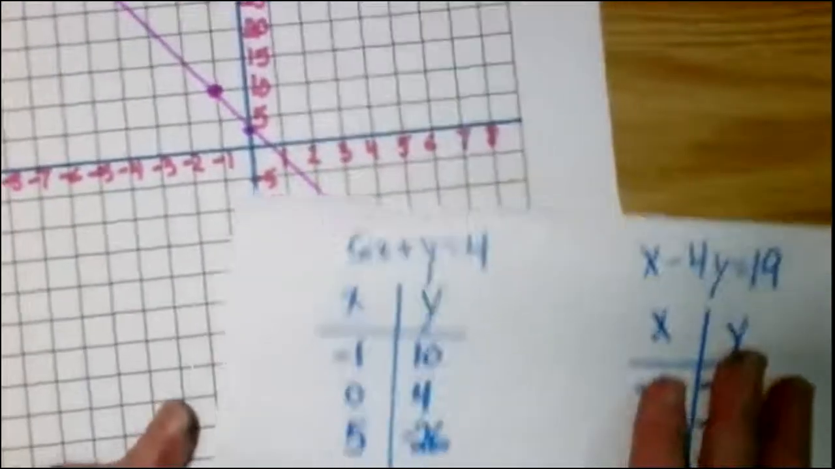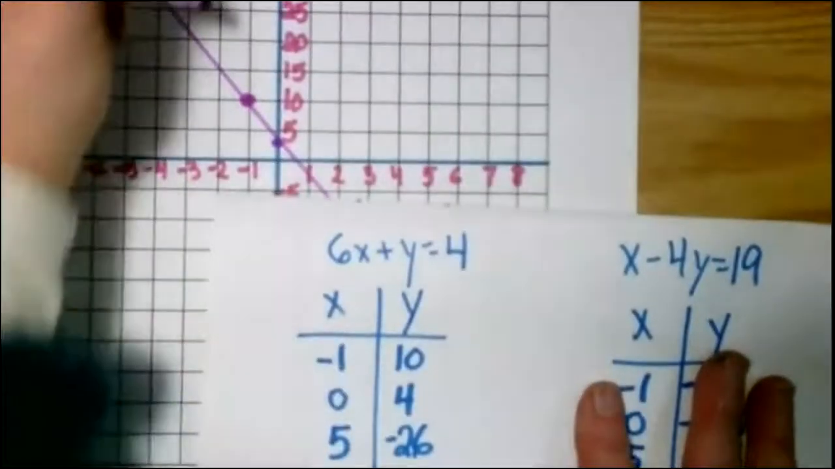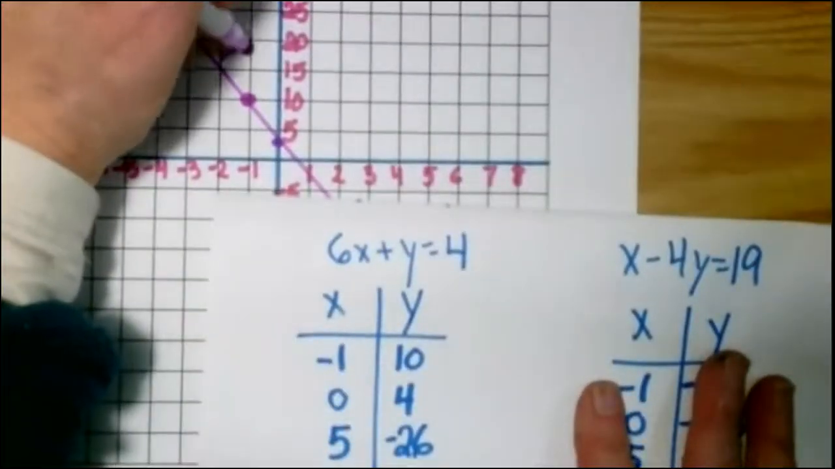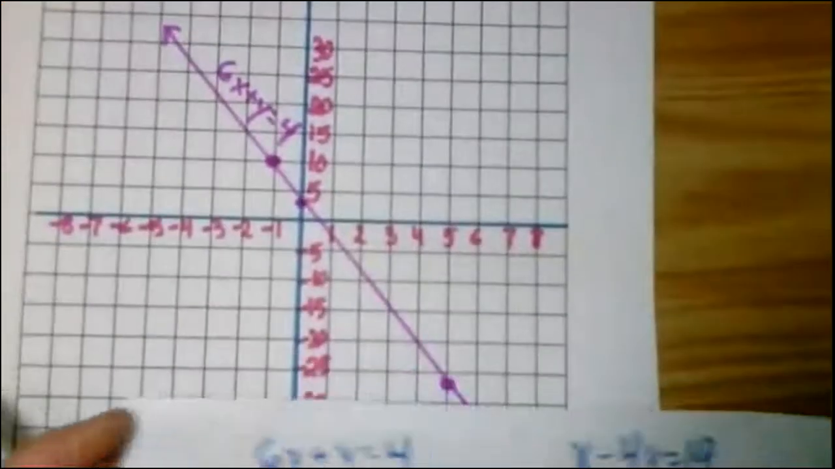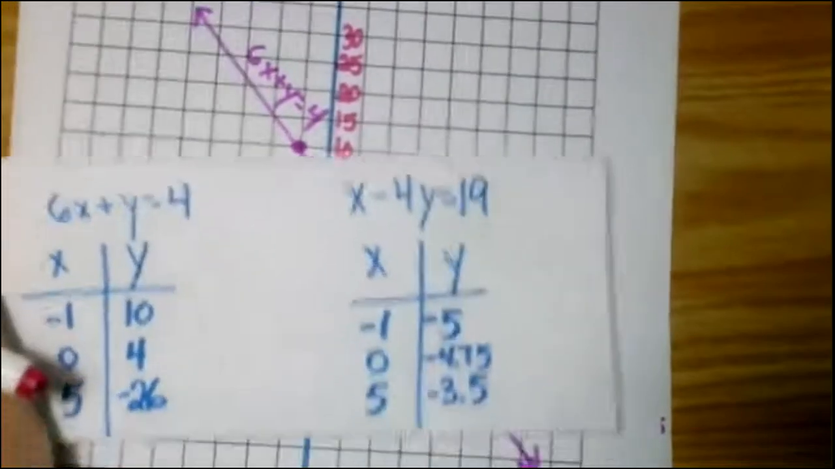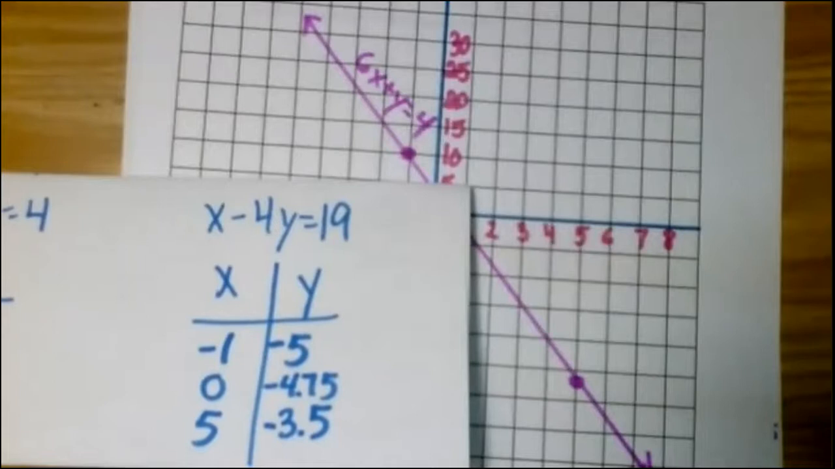Okay, that one was the first one. That was the table, this one right here. So that is 6x plus y equals 4. Make sure I label my line. Now we're going to plot these points here. Do that in green, I guess.